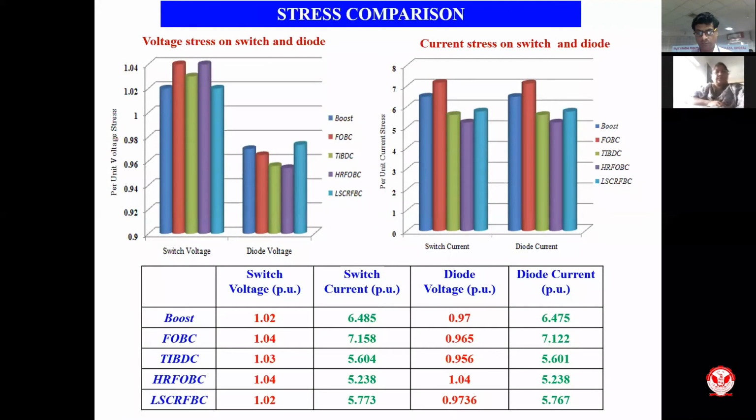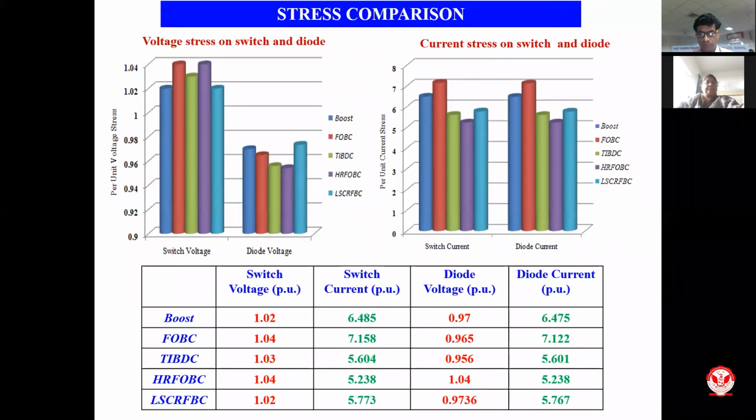This figure talks about the stress comparison. So you see that the switch voltage stresses and diode voltage stresses are almost comparable. They are almost the same. So even as we are increasing the number of energy storage elements, we are not compromising our switching requirements. Device requirements are not going up. The same switches which were used for conventional converters are still suitable.